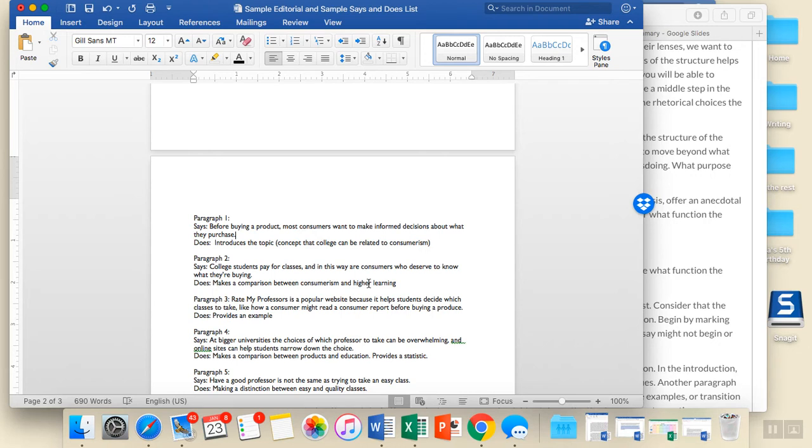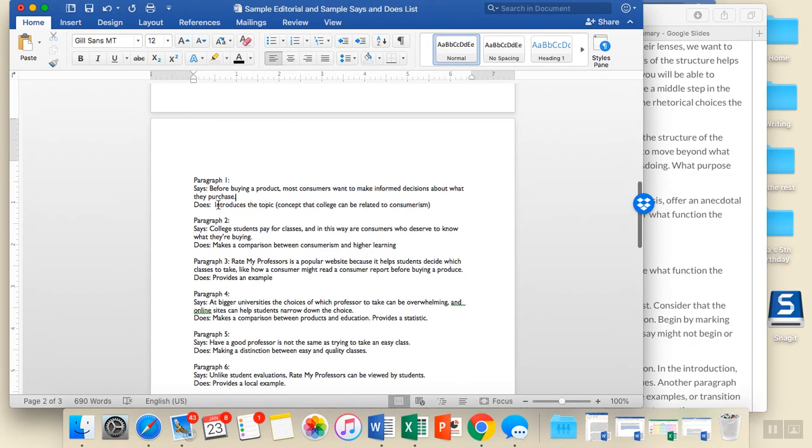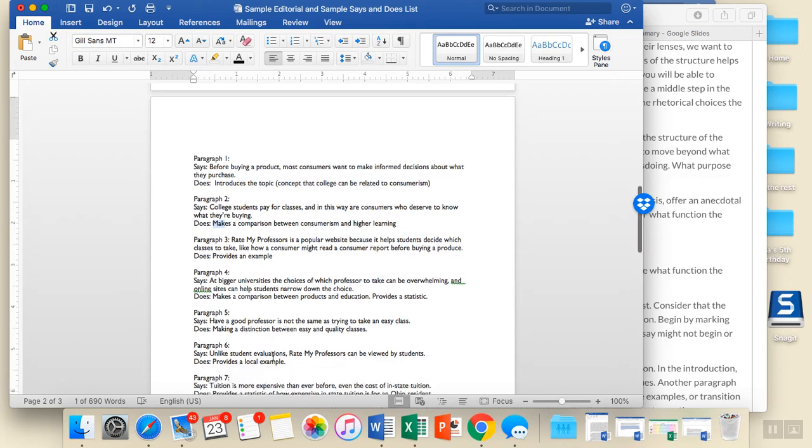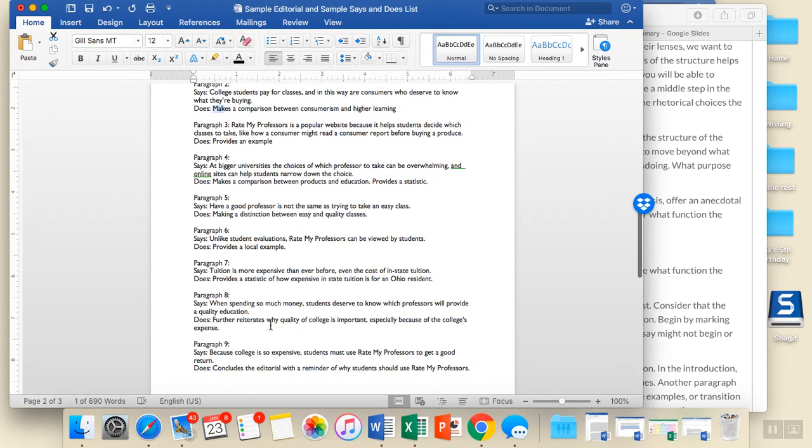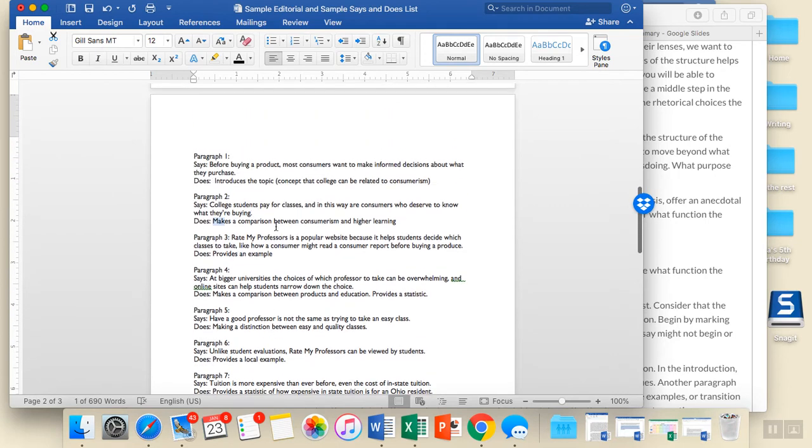You see, I'm not saying what the paragraph says, because that's the says statement. What I'm trying to guess at is what it does. So usually these does statements start with active verbs. You see, provides an example, makes a comparison, makes a distinction, provides a statistic, further reiterates. You're just giving it a shot at how the paragraphs work. Like, what are they trying to do?